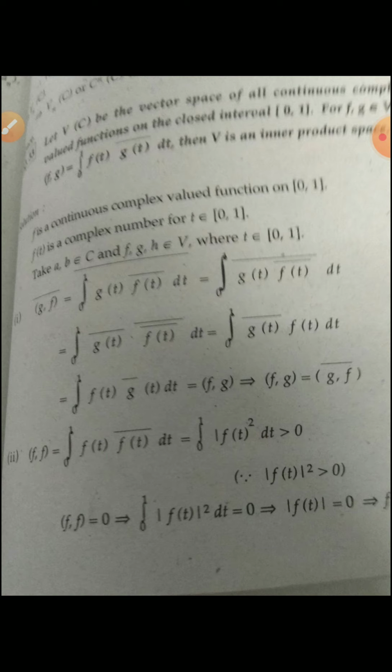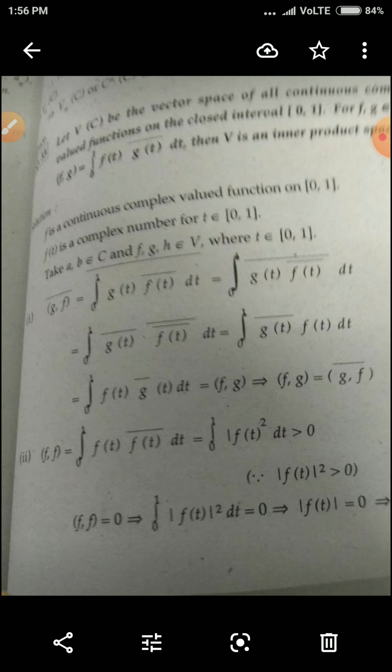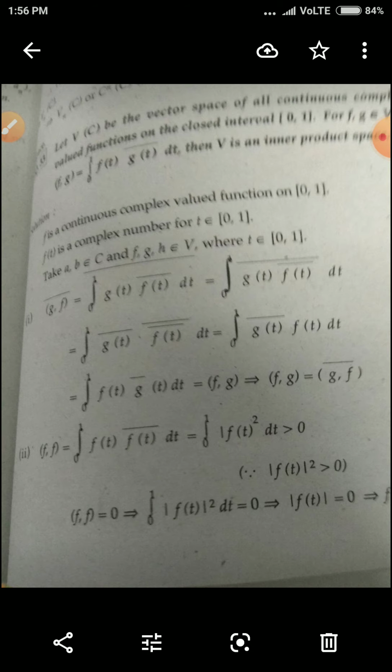Next, second one. Inner product f comma f equal to integral 0 to 1 f of t into f of t conjugate dt. That is nothing but integral 0 to 1 modulus of f of t whole square dt, which is positive always, because mod f of t is always positive, whole square is always positive. And further, if inner product f comma f equal to 0, that implies integral 0 to 1 modulus of f of t whole square dt equal to 0, that implies definitely the integrand equal to 0. F of t equal to 0, that implies f is a 0 valued function, complex valued function. I hope that is clear.